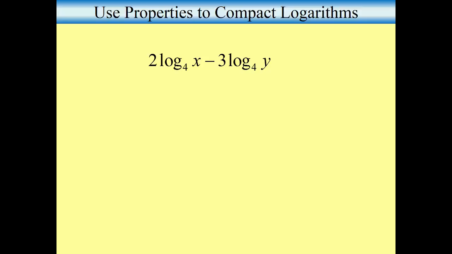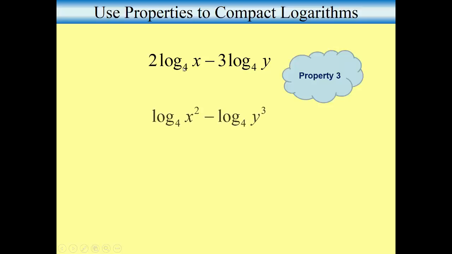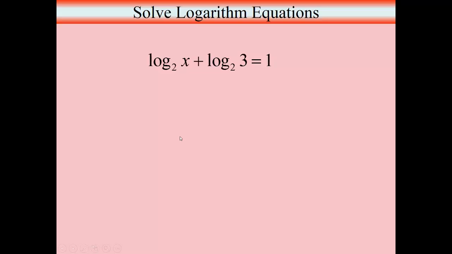Now we'll have a little bit of work to do before we can put these two logarithms together into one. On the left, the 2 log base 4 of x is the same as log base 4 of x squared. The 3 log base 4 of y is the same as log base 4 of y to the third. That's property 3. Now the minus in between, property 2 says divide x squared and y cubed. And so that's how we can rewrite logarithm expressions using the properties.